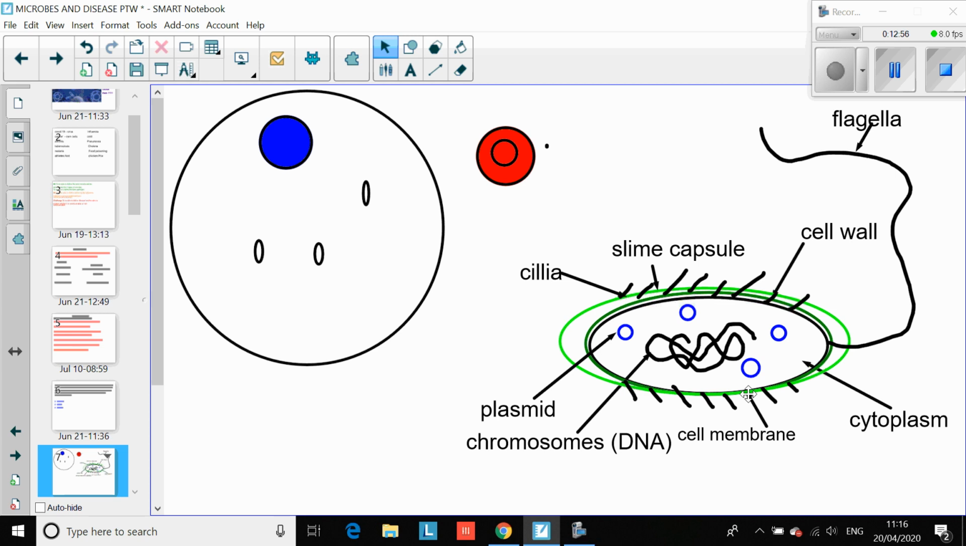So what I'd like to do now is very quickly pause the tape, copy up the picture of the bacteria, and with each part, just leave a little bit of space to say what it does. Okay, so do that now, please.